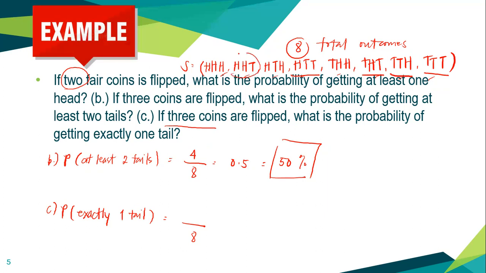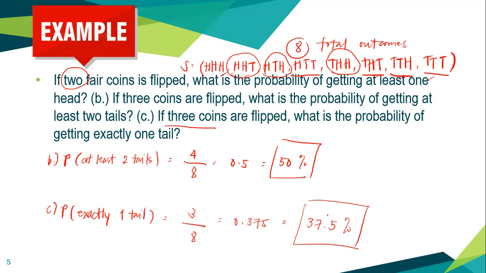So we have HTT, HHT, HTH, THH, tama? The rest, yung iba walang T, yung iba ay 2 yung T. So we only have, ilan yung may circle? 3 lang. So the favorable outcome is 3/8 or 0.375 or that is also equal to 37.5%. Okay? So that is your probability.